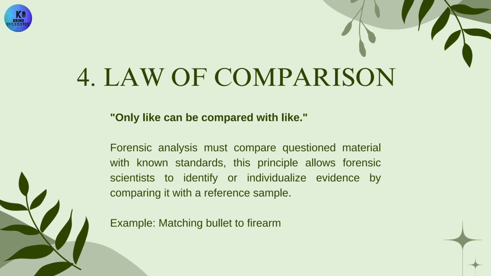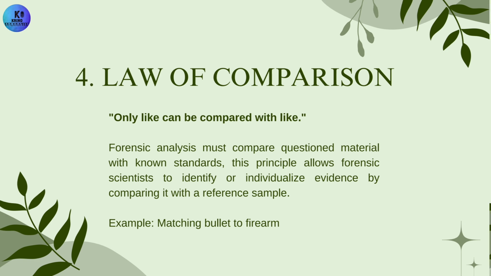Next is the law of comparison, a fundamental concept in how forensic scientists analyze evidence. This law states that to identify or establish the origin of any evidence, it must be compared with a known sample. In simple terms, no identification without comparison. For instance, if a fingerprint is found at a crime scene, it needs to be compared with the fingerprints of a suspect. Or if a bullet is recovered from a victim, it must be matched with test bullets fired from the suspect's weapon. Then we can draw conclusions. So, this principle forms the backbone of techniques like fingerprint matching, DNA profiling, handwriting analysis, and ballistic examination. In short, comparison turns evidence into proof.